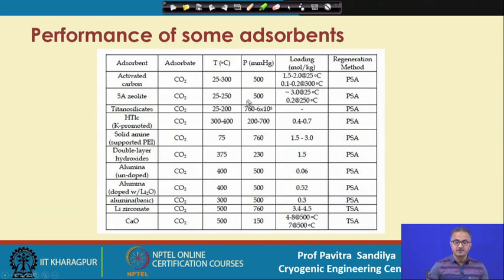And here we find the performance of various adsorbents. These are the kinds of adsorbents which are used: activated carbon, zeolite, titanosilicate, alumina, etc. Here we have the carbon dioxide, and these are the operating temperatures for all these kinds of adsorbents, these are the pressures of the carbon dioxide, these are the loadings, and these are the regeneration methods. That means in most of the cases we find the regeneration is done by pressure swing adsorption, and in some cases by temperature swing adsorption.